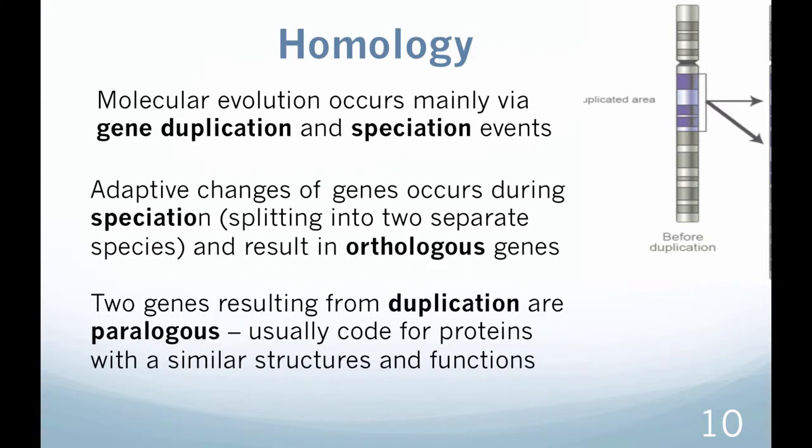The definition of homology is probably one of the most widely used and functionally important in genomics and bioinformatics. Homology is the basis for many cell-based in vitro experiments and for preclinical studies of model diseases. As a process, the molecular evolution occurs mainly via gene duplication and speciation events. Adaptive changes occur during speciation event, defined as a split into two separate species, which results in creation of orthologous species. Duplication of genes results in creation of paralogs, which usually code for proteins with similar structures and functions.